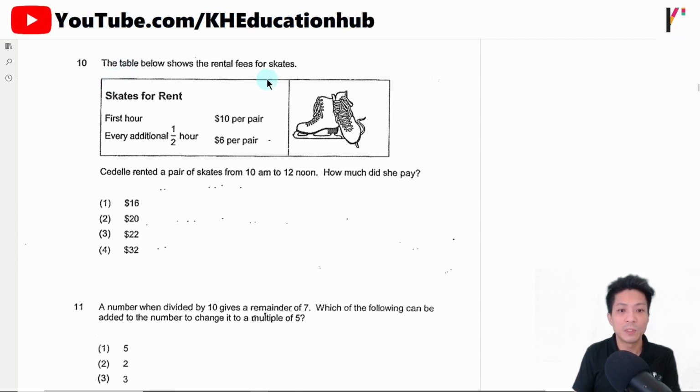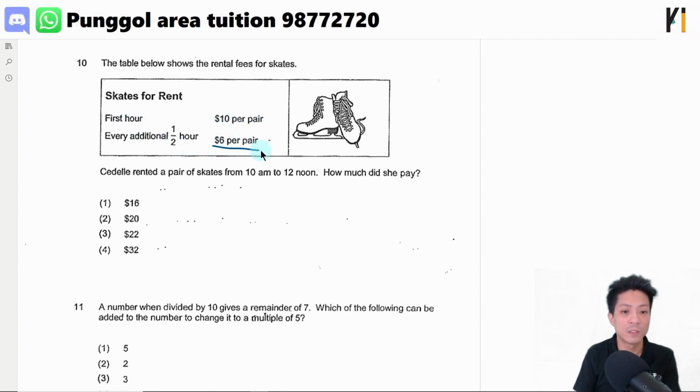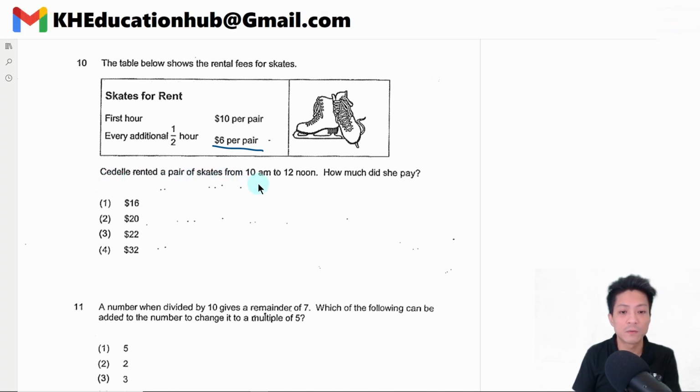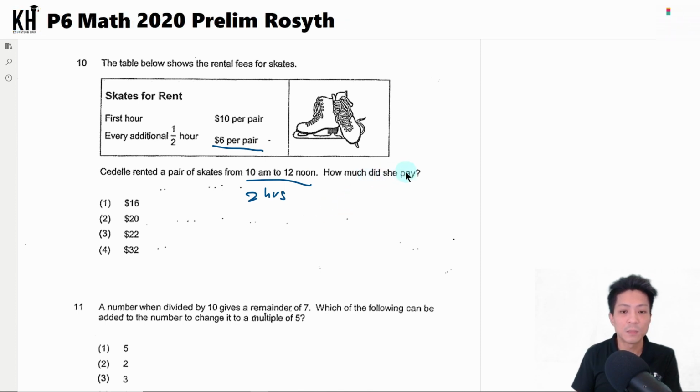Question 10. The table below shows the rental fees for skates. For the first hour, $10 per pair. Every additional half an hour, $6 per pair. So Sadeli rented a pair of skates from 10 AM to 12 noon. So 10 AM to 12 noon, that is 2 hours. How much did she pay?